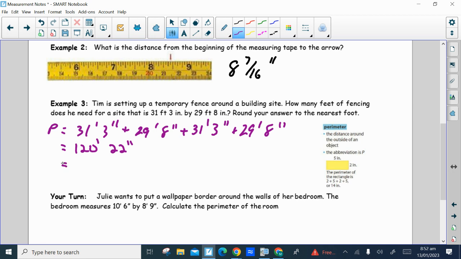But we can simplify this because there are 12 inches in a foot. So if we take 12 inches away from the 22, that'll add 1 more feet to give us 121 feet, and we'd be left with 10 inches. So there's our final answer. 121 feet, 10 inches is the perimeter of that building site.